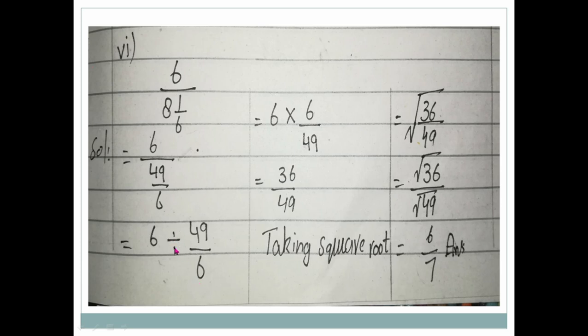Next we convert this division into multiplication. When we convert division into multiplication, the next fraction becomes its reciprocal. 6 becomes the numerator and 49 becomes the denominator. So here we have 6 multiplied by 6 over 49, so 6 sixes are 36 over 49. Now this is the simplified form of this fraction. Now taking the square root of 36 over 49, applying the square root separately on both. We know that the square root of 36 is 6, and the square root of 49 is 7. This is the answer. Thank you.